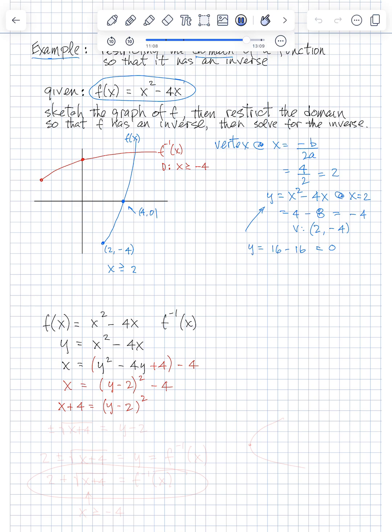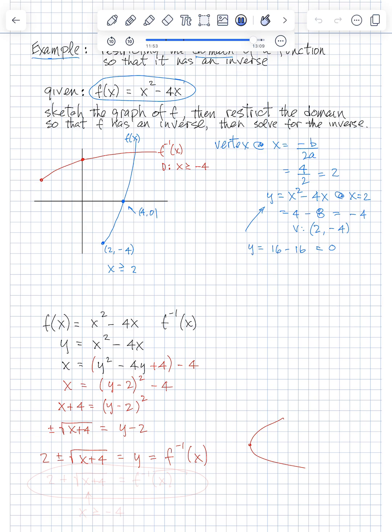Okay, so we take the square root of both sides. So we have plus or minus the square root of x plus 4 is equal to y minus 2. And finally, we add 2 to both sides. 2 plus or minus the square root of x plus 4 is equal to y, which is our f inverse of x. However, now this is going to have the shape of that. And so all we want is the top half of this.